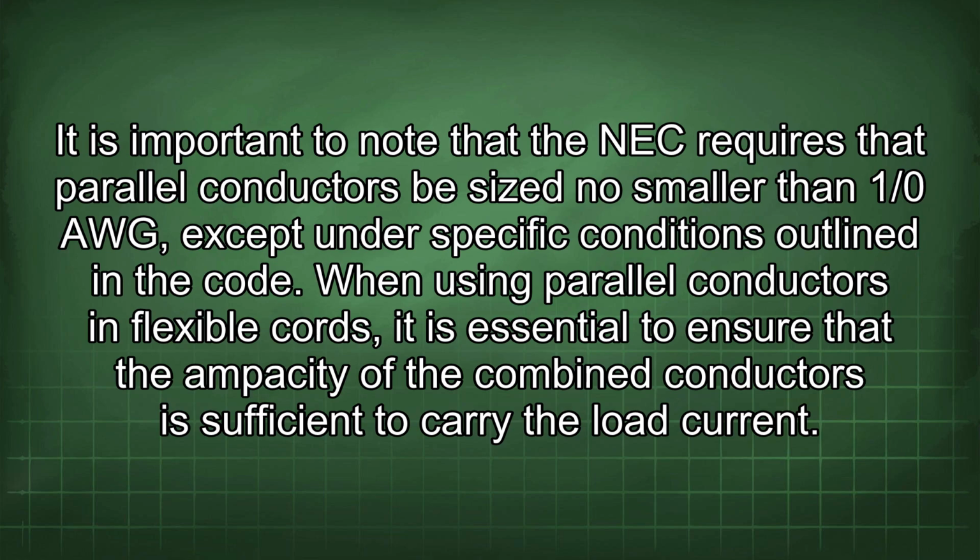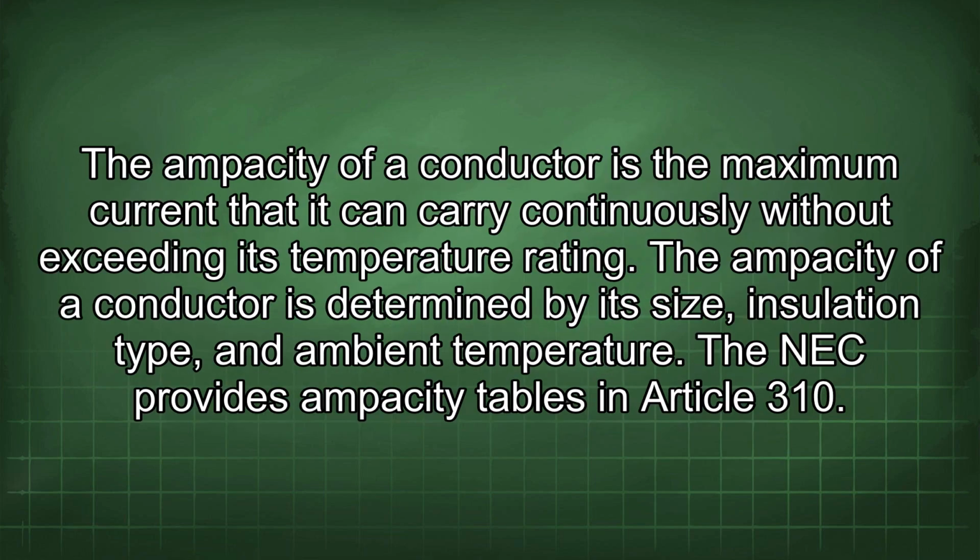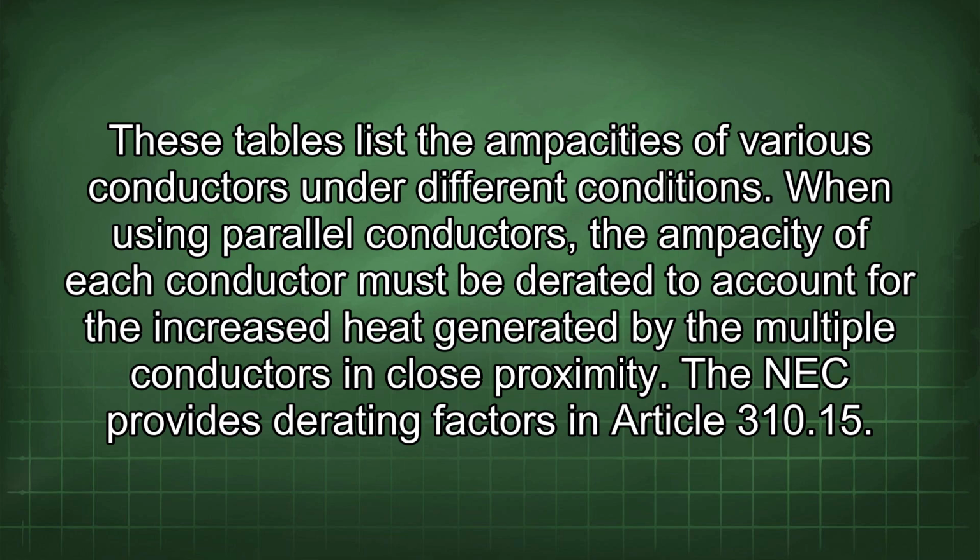When using parallel conductors in flexible cords, it is essential to ensure that the ampacity of the combined conductors is sufficient to carry the load current. The ampacity of a conductor is the maximum current that it can carry continuously without exceeding its temperature rating. The ampacity of a conductor is determined by its size, insulation type, and ambient temperature. The NEC provides ampacity tables in Article 310. These tables list the ampacities of various conductors under different conditions.